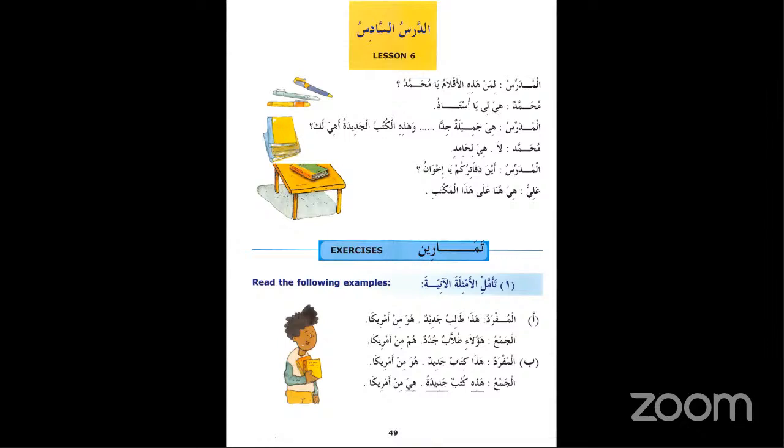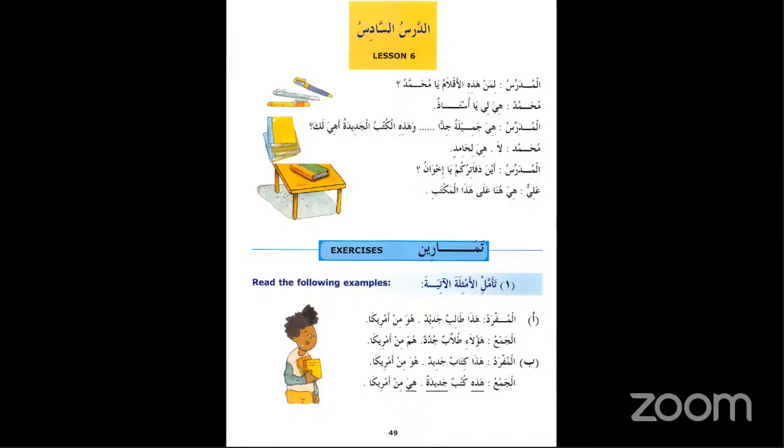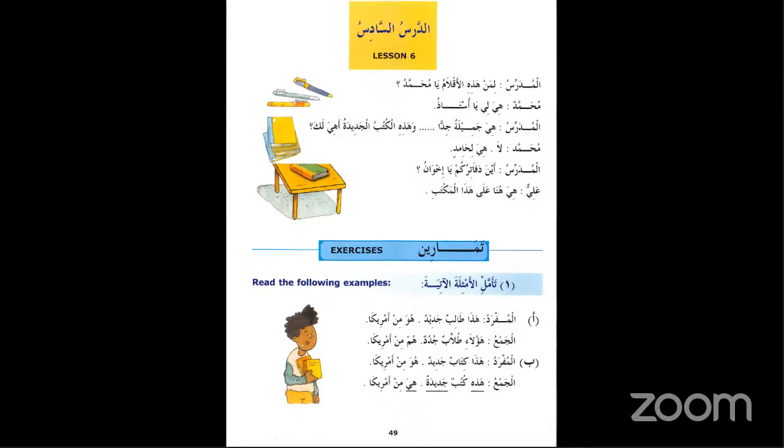So both will have the definite article. Yes. When a noun comes after hada or tilka or dhalika, and it has alif lam, it becomes part of hada, and it will then mean "this new book". It will be an incomplete sentence, and then it will need a predicate. Exactly. I always forget. Okay, thank you so much for clarifying.